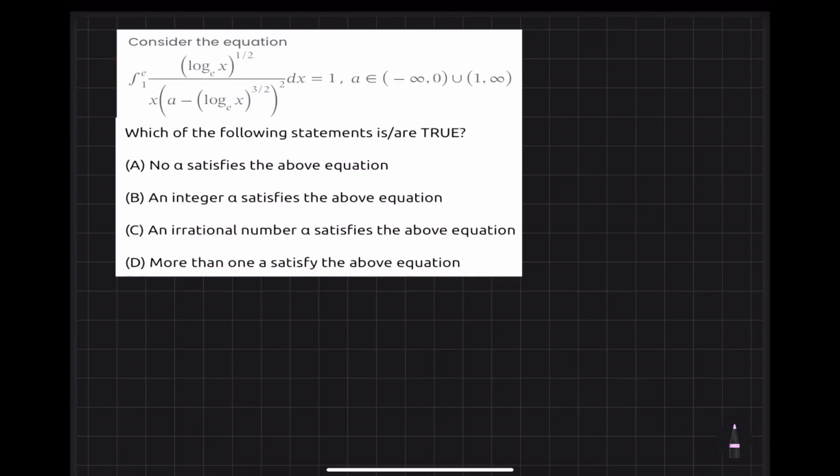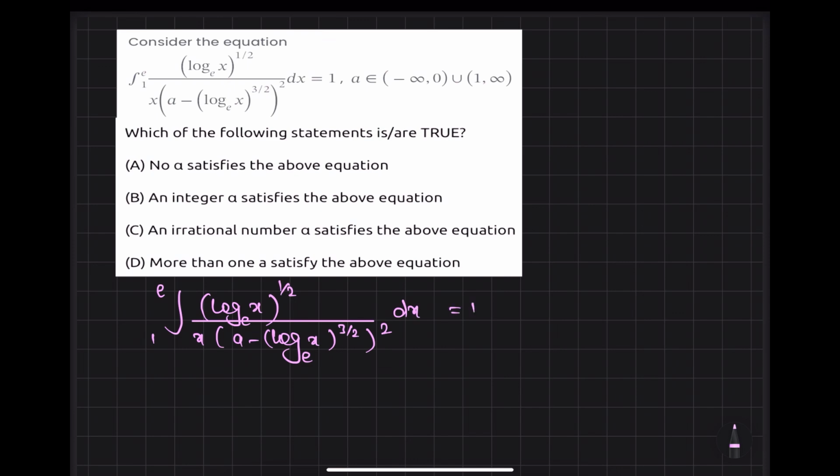So we got this question to integrate. The limit is from 1 to e, (log base e x)^(1/2) upon x times (a minus (log base e x)^(3/2))^2 dx, and this thing is equal to 1, and they are saying that a belongs to this limit. Okay, then which of the following statements are true?